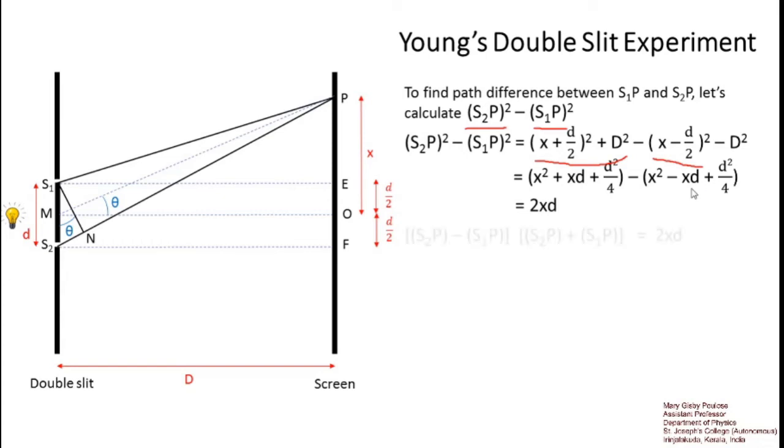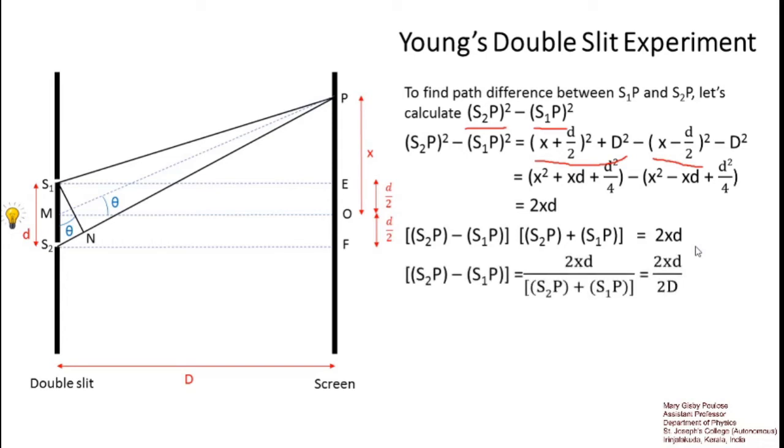Here on the left hand side of the equation, it is of the form a square minus b square, so I can rewrite it as a minus b into a plus b. That's what I've done in the next step. Here I have rewritten it as S2P minus S1P into S2P plus S1P, and this is equal to 2xd. So in the next step, I write S2P minus S1P is equal to 2xd divided by the sum S2P plus S1P. Now what is S2P plus S1P?